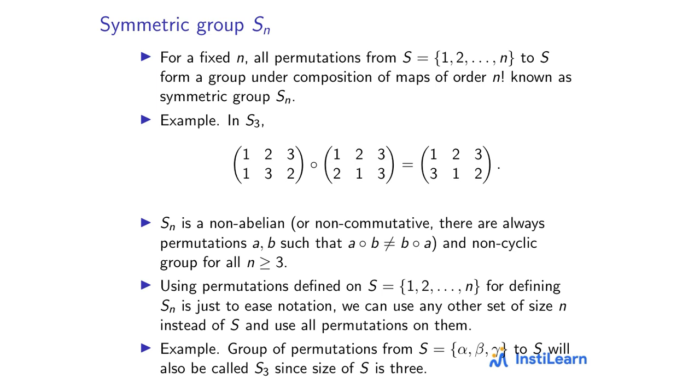Before we look at other properties of the symmetric group Sn, a word of caution: the set S which we have taken to define permutations, the set 1, 2, 3 till n, is just to ease notation, and this set S can be replaced by any other set of size n to define the symmetric group Sn. For example, if we take S to be alpha, beta, gamma, and we define all permutations from S to S, it will still be the symmetric group S3 because the size of set S is 3.